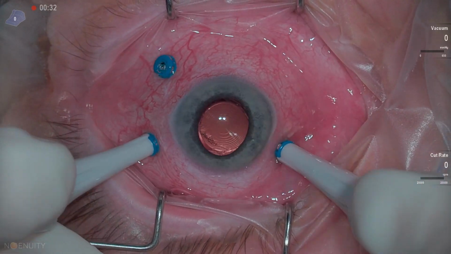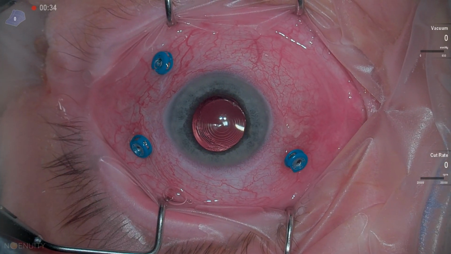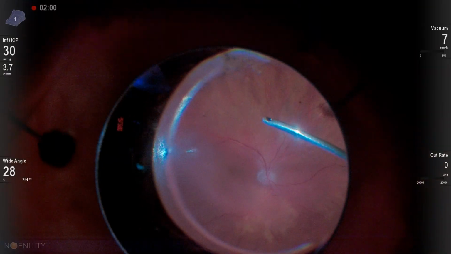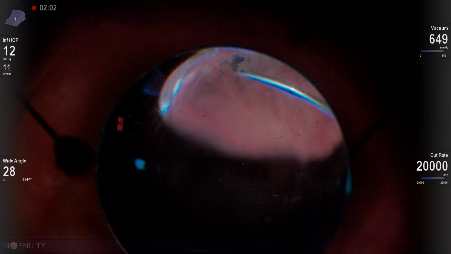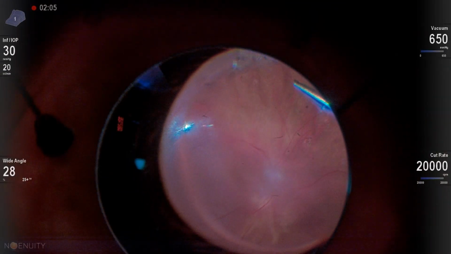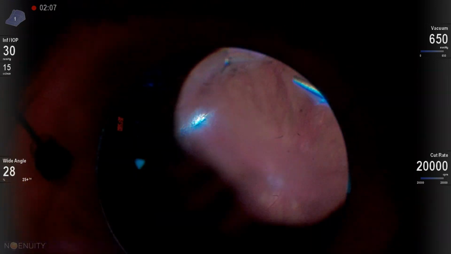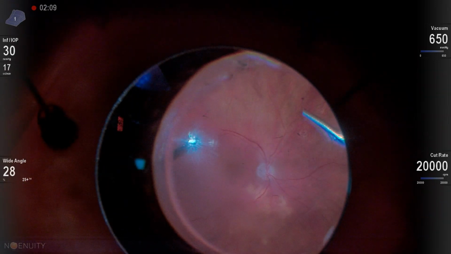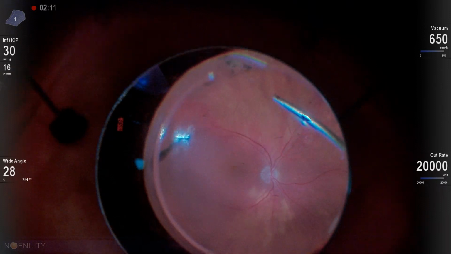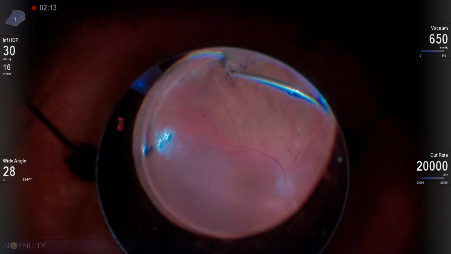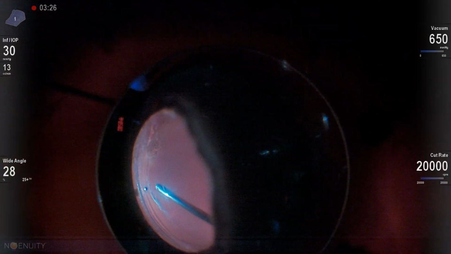Okay, so this is a recurrent retinal detachment. This is a patient that's had a buccal vitrectomy previously and has a persistent or recurrent retinal detachment. I could not find the break in clinic, nor could I find it in the operating room as I was operating. So this is how I approach a case like this.